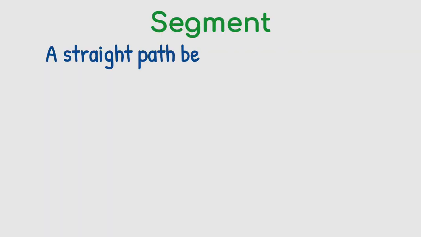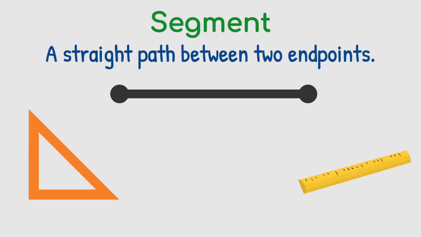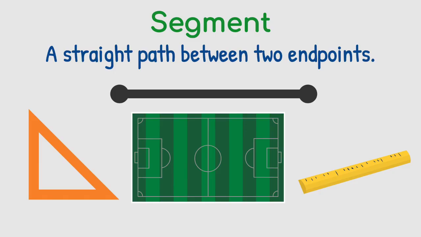Segment. A straight path between two endpoints. It is like a piece of a line with a clear start and a clear stop. The edge of your ruler, the side of a triangle, and the painted lines on a field are all segments.